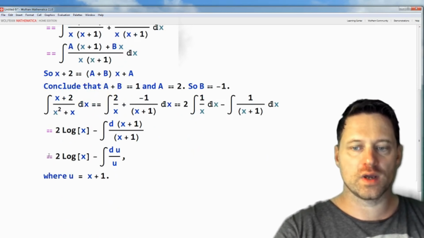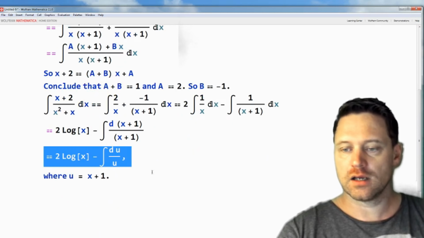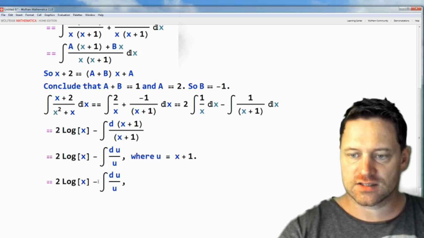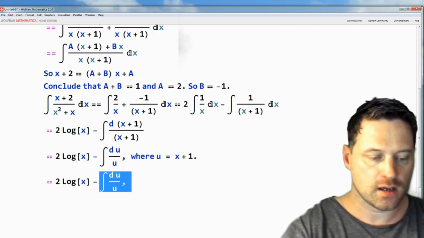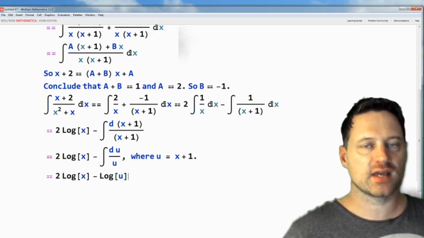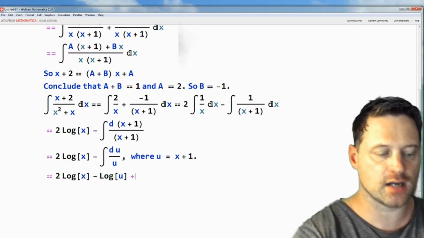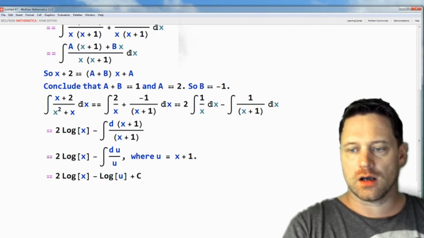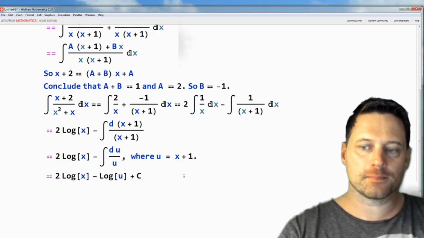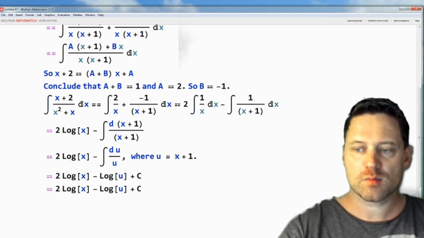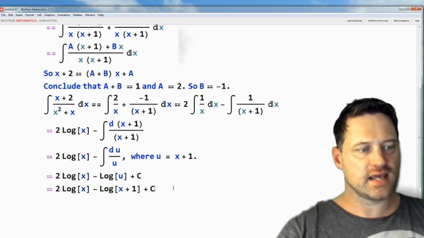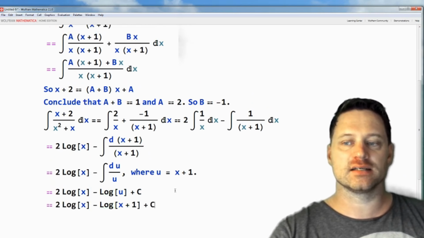Okay, and now we can say, well, this is just, as in the second integral there, equal to the natural log of u, and then now that we have this integral complete, we have to add plus c. Okay, and finally, let's put the u back in, because we know what u is, it's x plus 1. All right, and there we have the integral completed.